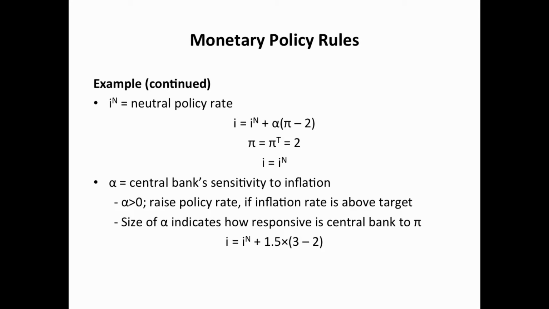For example, suppose that alpha is equal to 1.5 and the actual inflation rate is 3%, while target is 2%. Then this says that the central bank should raise the policy rate above the neutral rate by 1.5%.